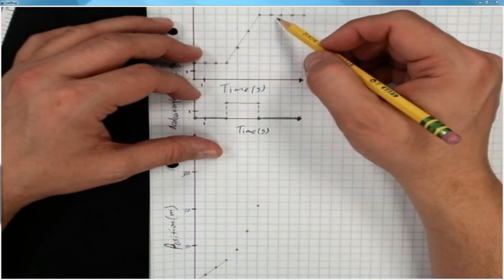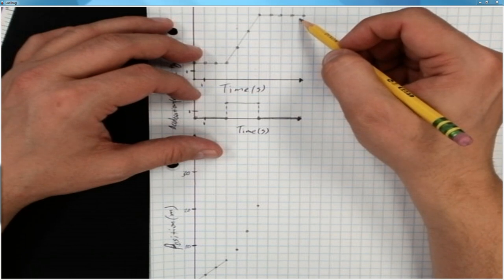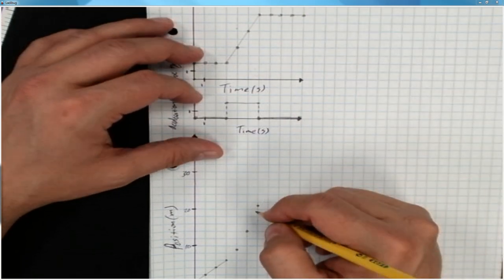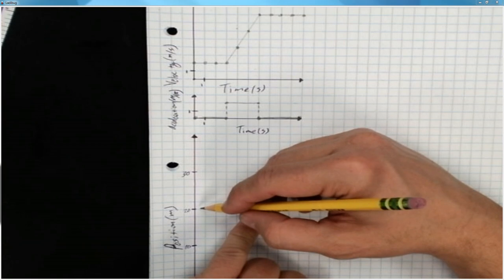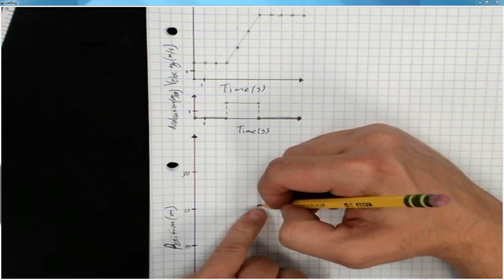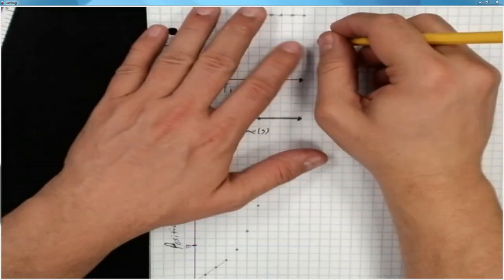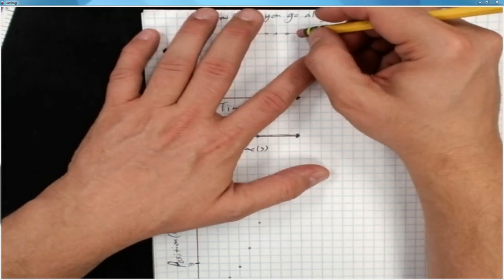8 times 1, 2, 3, 4. So 8 times 4 is 32. And I'm right now at 21 plus 32. I'm not sure I want to go that high. I'm confident I don't want to go that high. I'm just going to change my graph so I don't have to go that high.